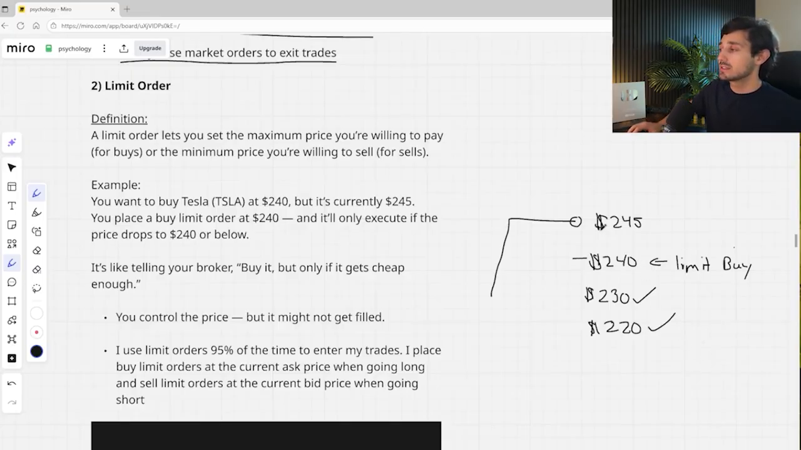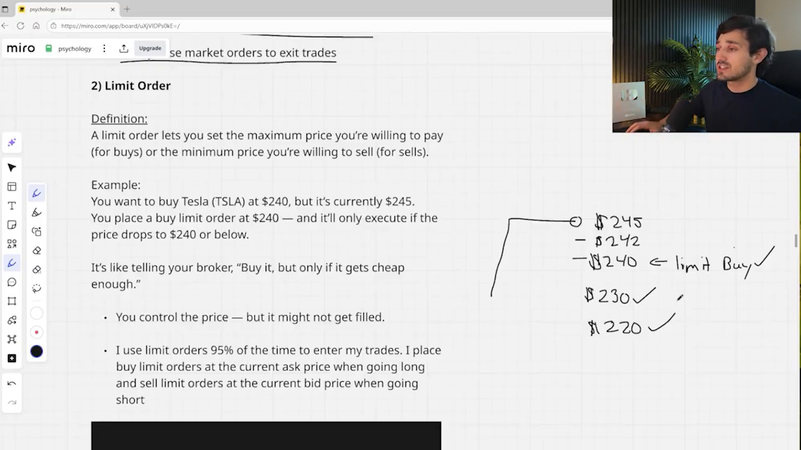Yes, you'd get filled. Let's say it opened instead at 242. Would you get filled? And the answer is no, you wouldn't, because you only want to buy this at 240 or lower, 240 or better. So you will not get filled. So you get filled at 240, yes, 230, yes, 220, yes, right?